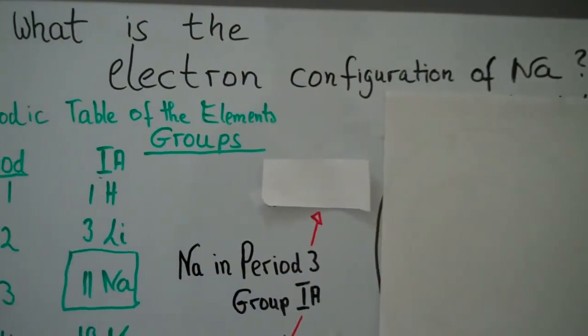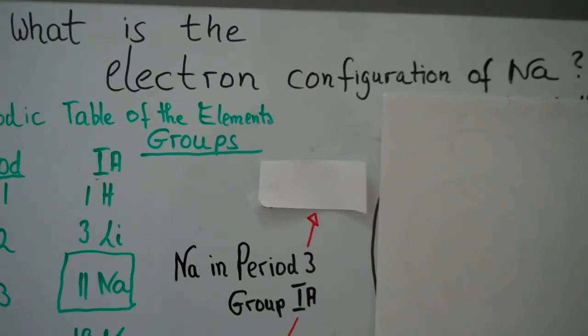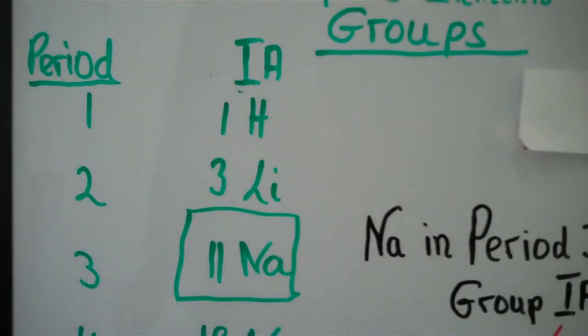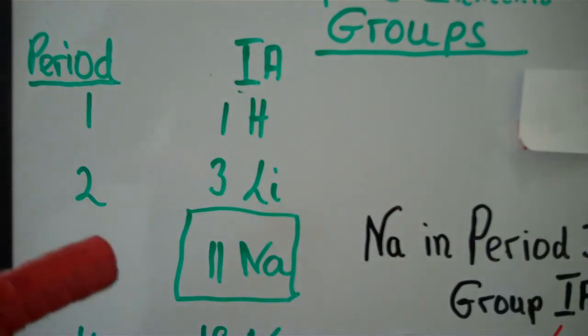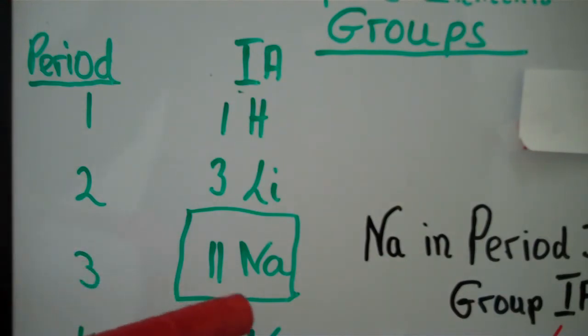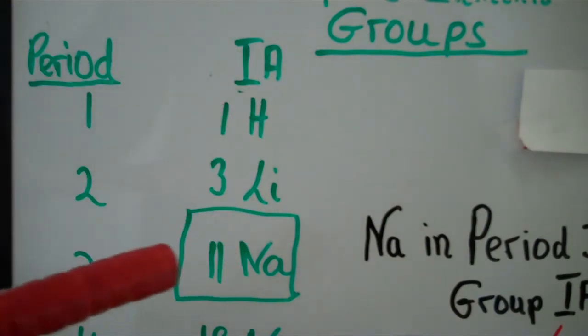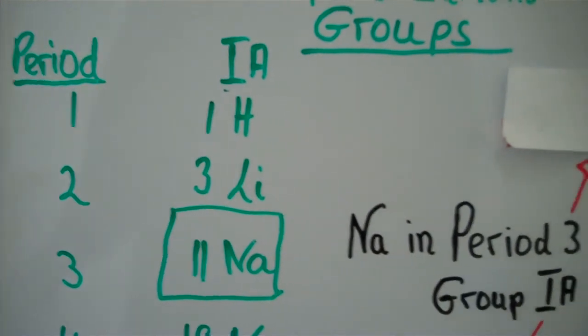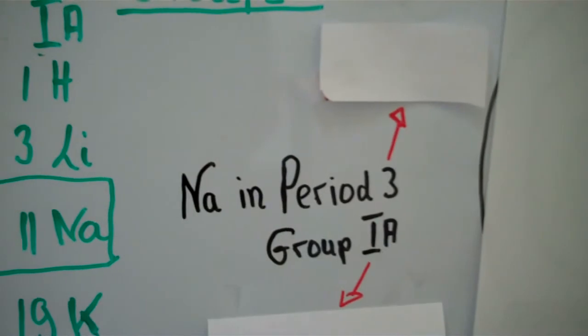We want to answer the question, what is the electron configuration of Na, sodium? We saw that Na, sodium, with the atomic number of 11, is in the third period, group 1A of the periodic table of the elements. What does this mean for the electron configuration of the atom of Na?